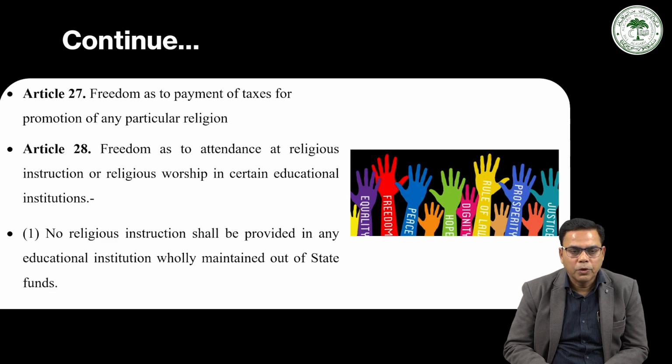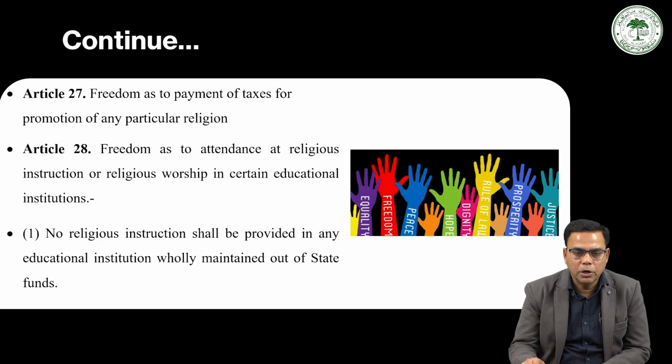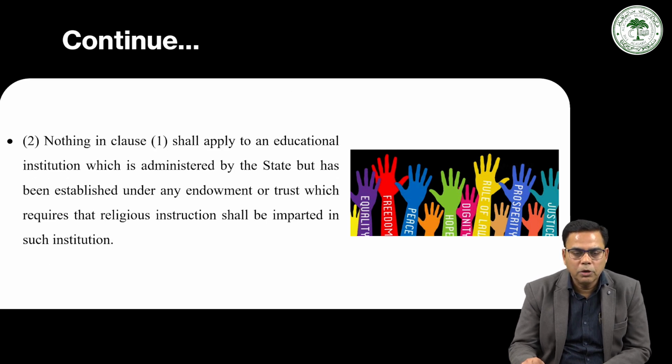Article 28, freedom as to attendance at religious instruction or religious worship in certain educational institutions. So, what is there? That no religious instruction shall be provided in any educational institution wholly maintained out of state funds. So, a particular religion cannot be promoted in any school or college or university or institution that is maintained by the state. Nothing in clause 1 shall apply to an educational institution which is administered by the state but has been established under any endowment or trust which requires that religious instruction shall be imparted in such institution. This is again an exception clause.